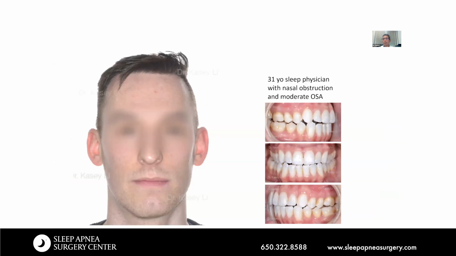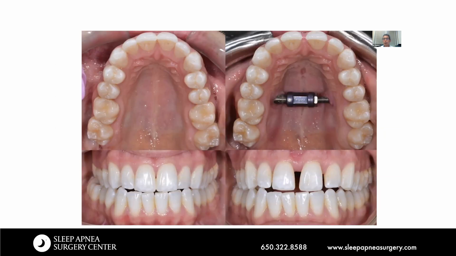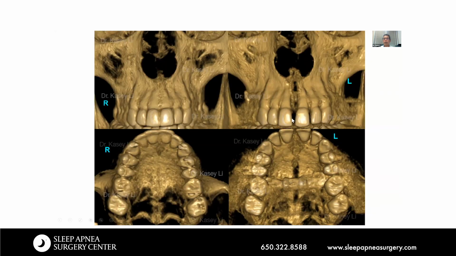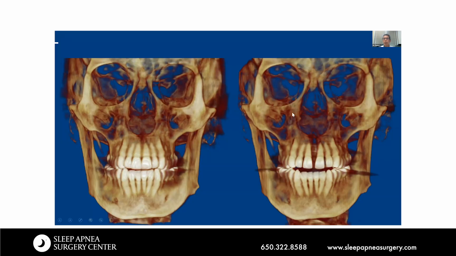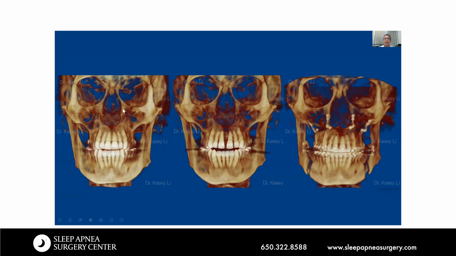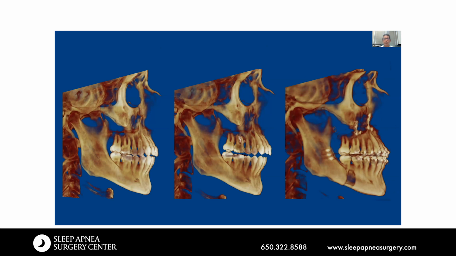Sleep physician who's on nasal CPAP, can't breathe through his nose, struggling. As a crossbite, I expanded him. 31-year-old, you could see a pure skeletal expansion. His nasal breathing was better, but he still was dependent on the machine and didn't want to use the machine. So I advanced him. You could see that the skeletal manipulation remains the same. It doesn't relapse because it's bone. And he was advanced, I think, 14, 15 millimeters.